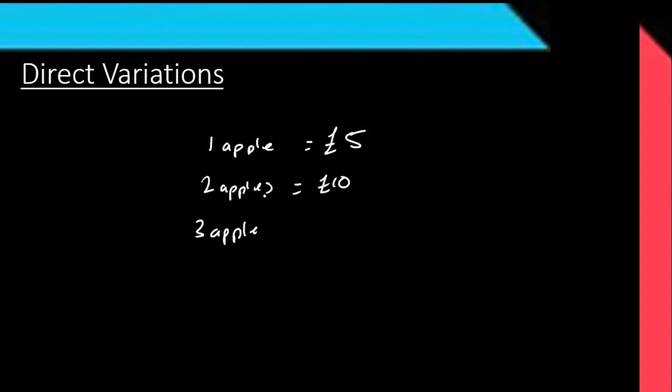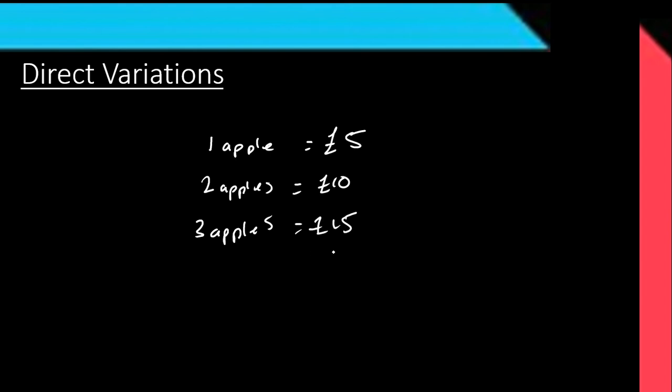What are we talking about if we say something has a direct variation? Okay, so we are talking about when we have two quantities and the ratio between them is constant. So what I mean by that is, for example, let's say I have one apple, and this costs £5. Well, if I buy two apples, this is going to cost me £10. If I buy three apples, it's going to cost me £15, and so on.